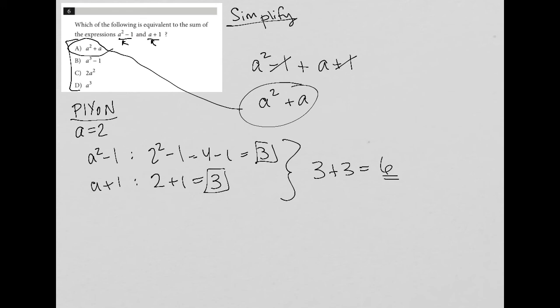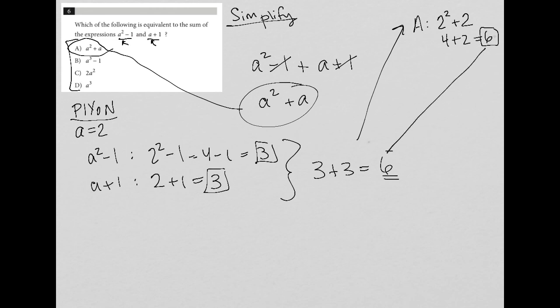Now the next phase of plugging in your own number is to find the matching answer from the answer choices when you plug in the exact same number. So we're going to move up here for more space. So answer choice A, when I plug 2 in for a, I get, instead of a squared, it's 2 squared. And plus, instead of a, right, it's plus 2. This becomes 4 plus 2, which equals 6. That is a match to what I got in the question, and therefore that must be the correct answer, confirming again that choice A is correct.